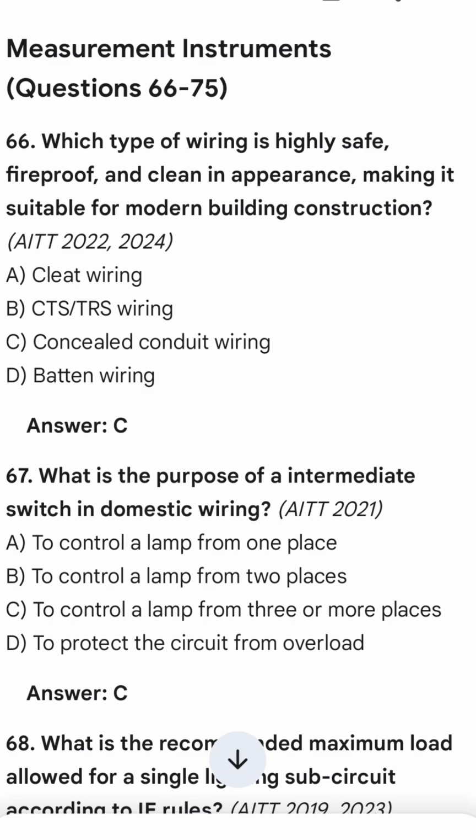Question number 66. Which type of wiring is highly safe, fireproof and clean in appearance, making it suitable for modern building construction? 2022 and 2024. Option A, cleat wiring. Option B, CTS/TRS wiring. Option C, concealed conduit wiring. Option D, batten wiring. Option C is the correct answer.